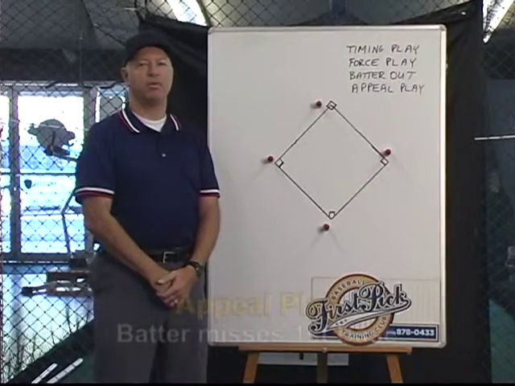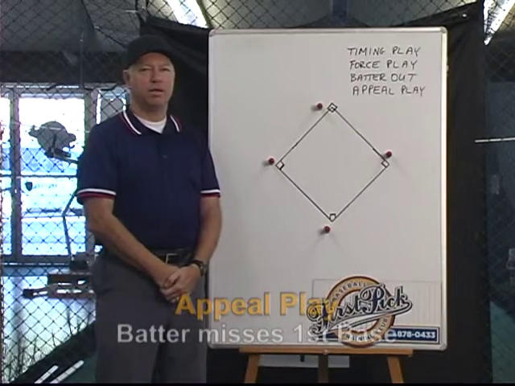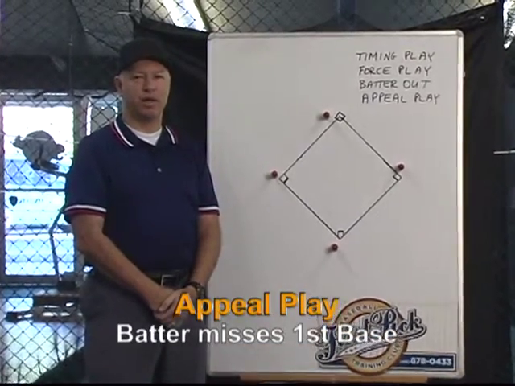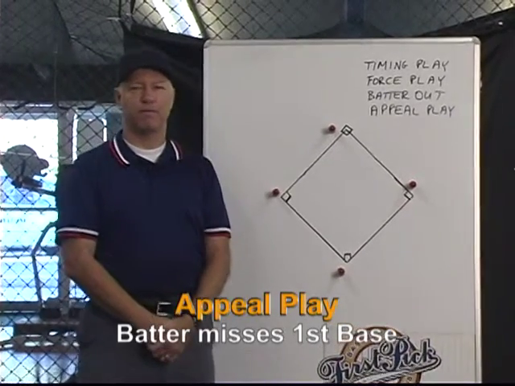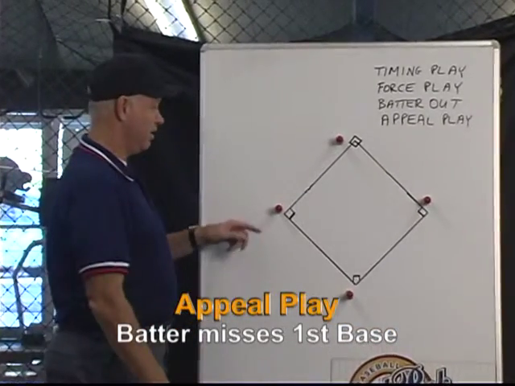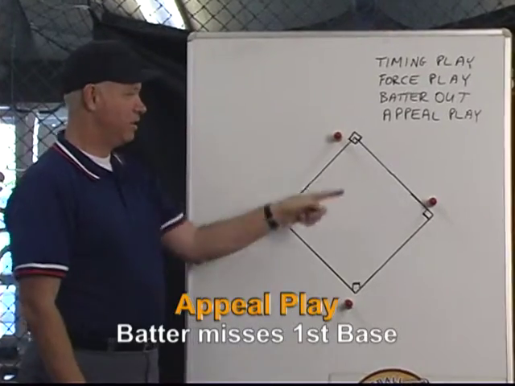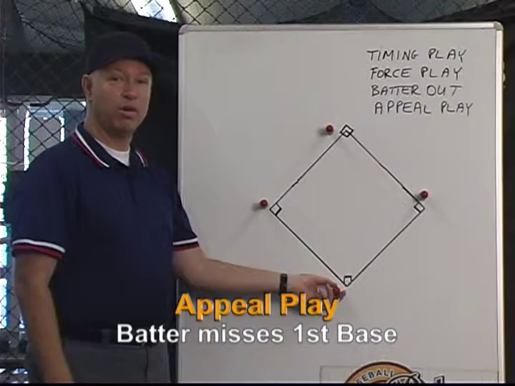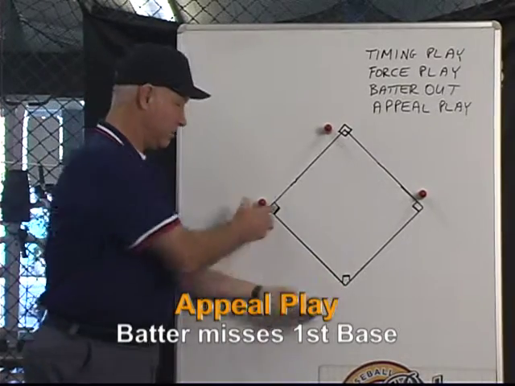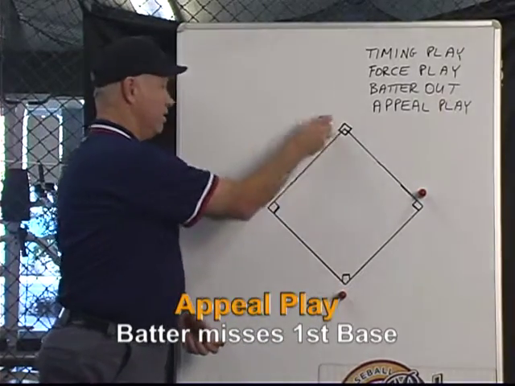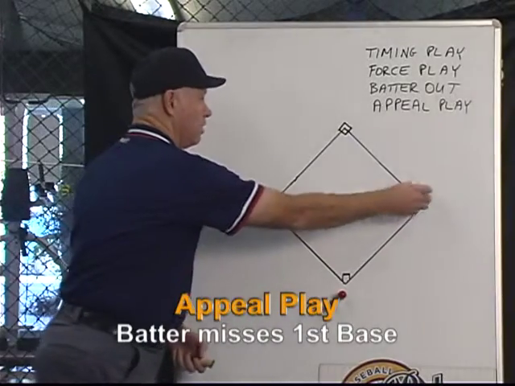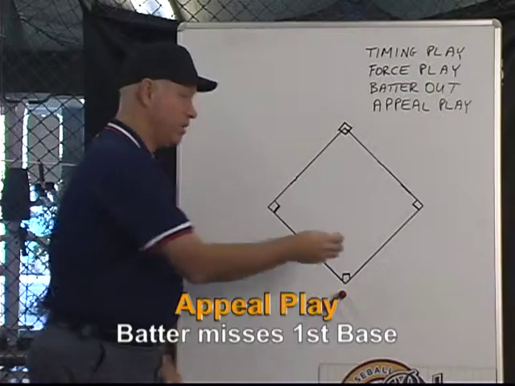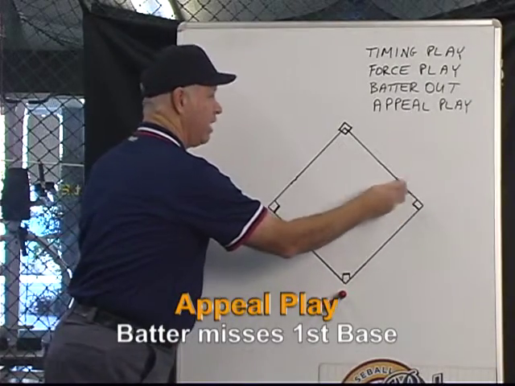Now in this example, we have an appeal play that's a result of the batter being put out on appeal before he touches first base. So no runs can score. This is a wonderful play here. The bases are loaded with two outs, and Slugger here hits a home run over the fence. This run comes in, this run comes in, this run comes in, but he, in his excitement, fails to touch first base.